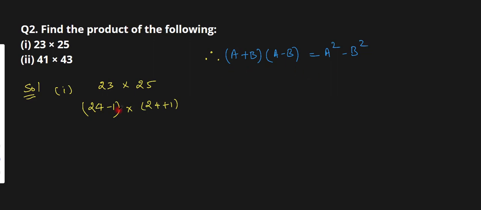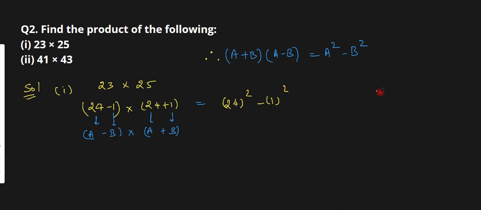Now applying this identity here, let's say this is a and this is b, with the minus sign. Let's say this is a, this is b, and the positive sign is here. So you can apply this identity here. What you will get is a square minus b square. So now you can write 24 square minus 1 square, right?